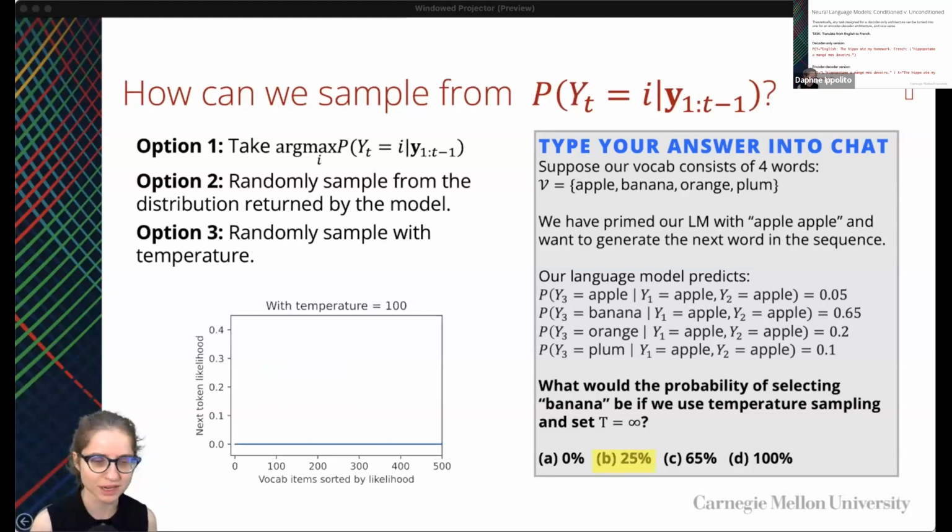Yeah, so the correct answer is indeed 25%. Obviously, you can't actually set t equal to infinity because you can't divide by infinity. But if you set t equal to some really, really big number, you're going to get something that looks basically like the uniform distribution, which means that you'll end up with a 25% chance of picking the word banana.